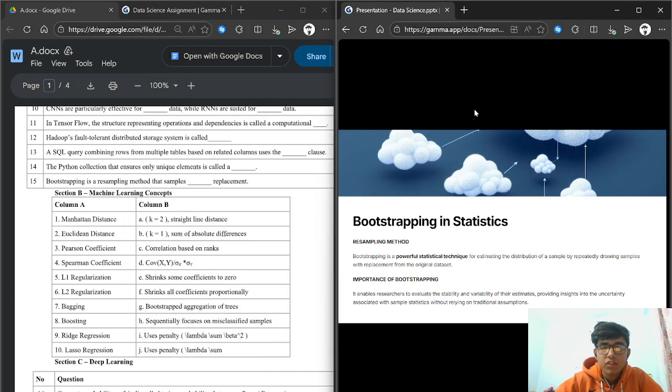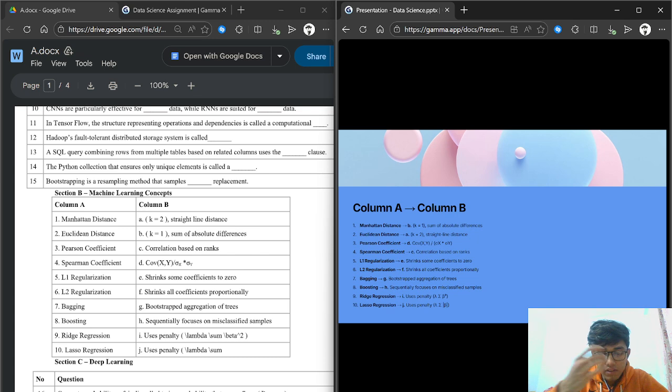Continuing with our section B, machine learning concepts, we are going to review these match the following columns. The first one is Manhattan distance. It corresponds to sum of absolute differences, which is the k equal to 1 distance metric. It measures how far two points are from each other when we can only move horizontally and vertically, similar to navigating a grid-like city such as Manhattan.